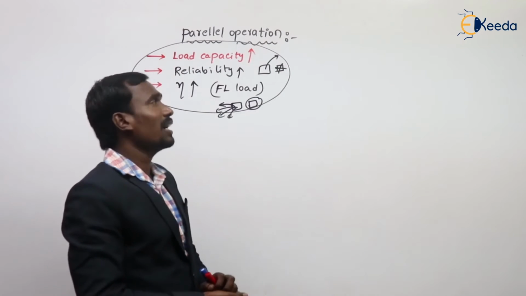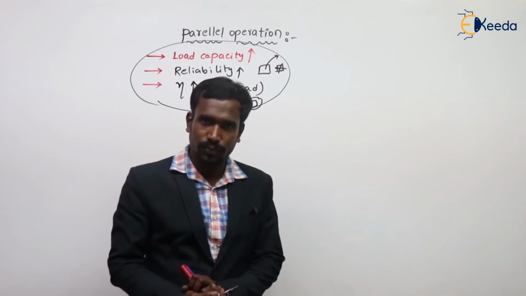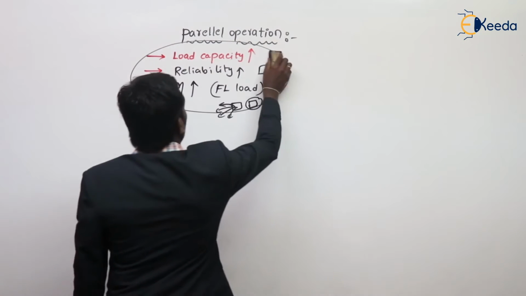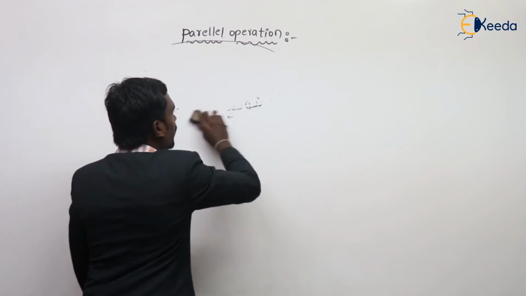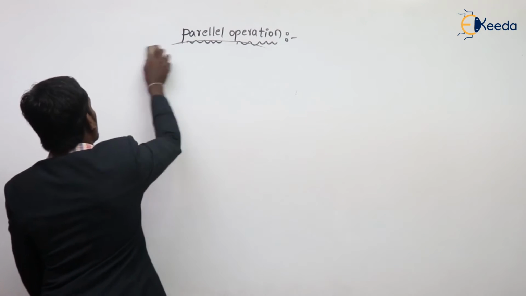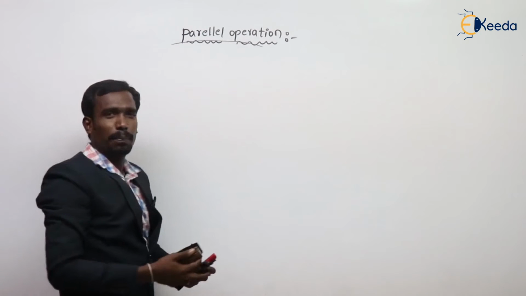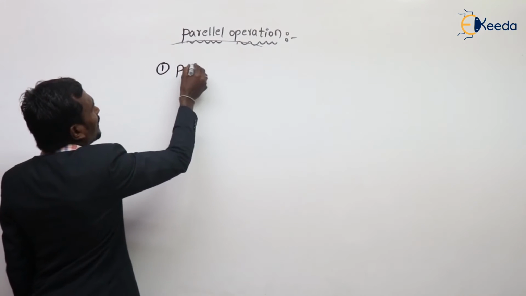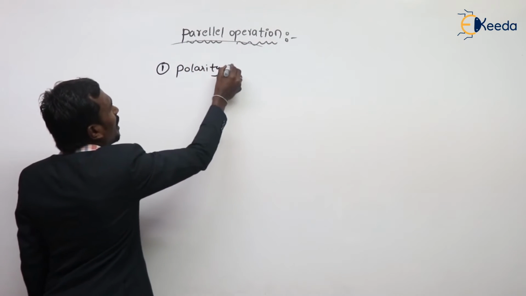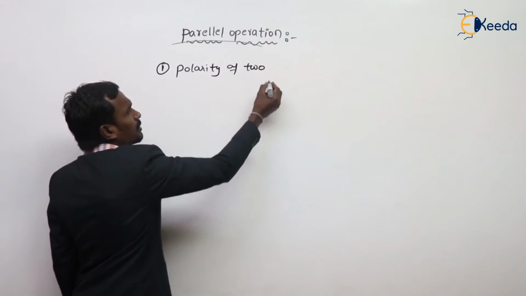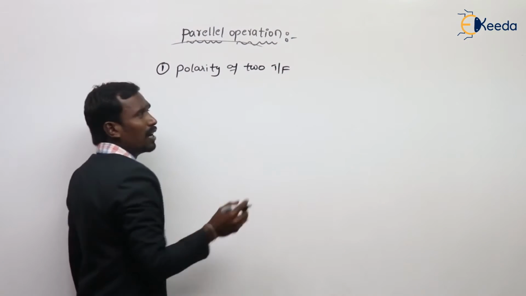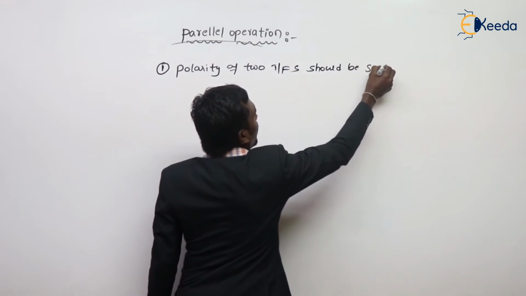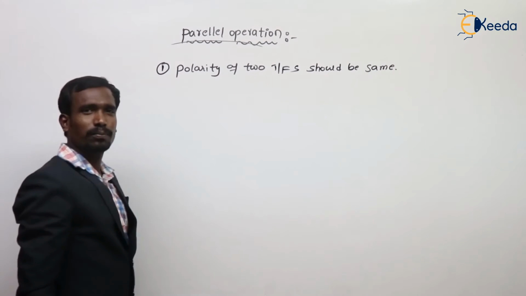Now, what are the conditions for parallel operation? What are the conditions to operate the transformers in parallel? In that, the first one is that the polarity of the two transformers should be the same.